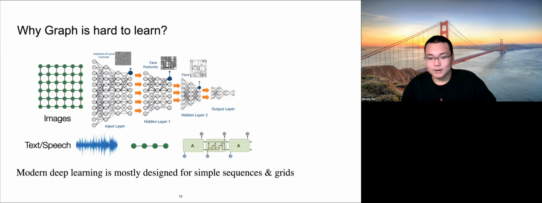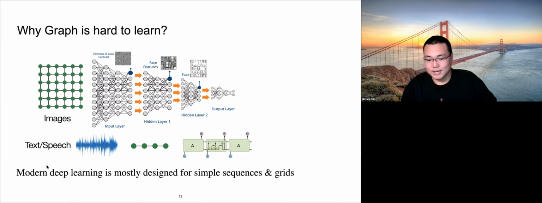So here comes a very basic question. Why do we need GNNs? Can we just use fully connected networks or CNNs to solve graph problems? Because they are also very powerful. Why do we have to invent a new kind of structure to deal with graphs? So now I will give you some sense of the reason why graphs are hard to learn.